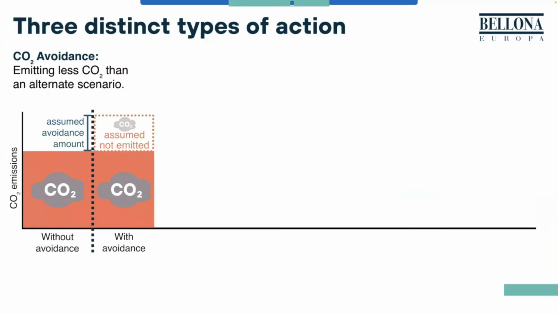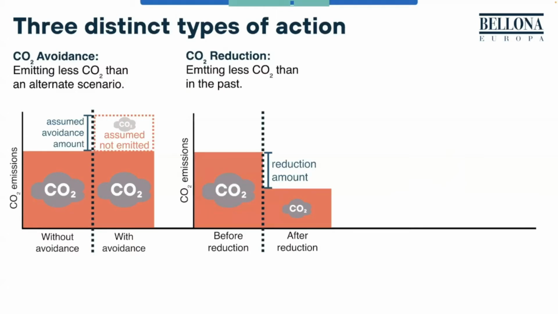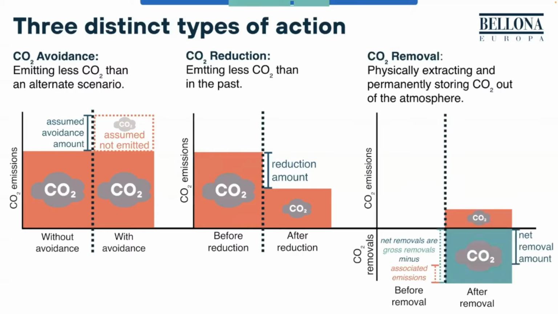The second side is action. There are three distinct types of climate action. The first is emission avoidance, so emitting less greenhouse gases than in an alternate scenario. The second is emission reduction, emitting less greenhouse gases than you did in the past. And the third is carbon dioxide removal, so physically extracting and permanently storing carbon dioxide out of the atmosphere.